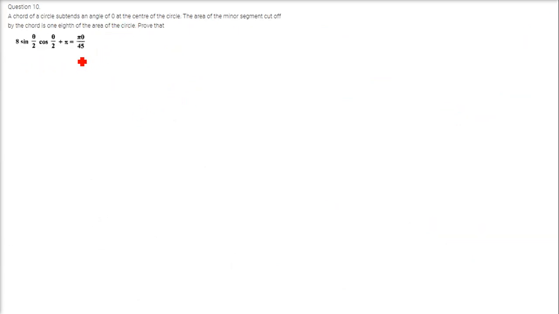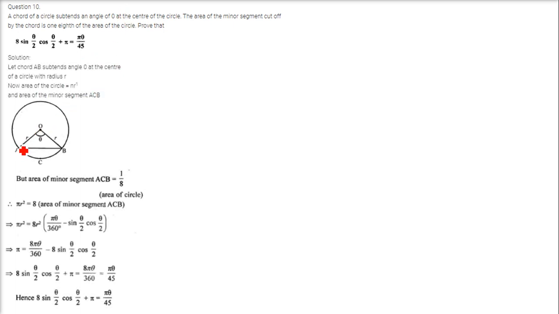A chord of a circle subtends an angle of theta at the center. So we have a chord and it is subtending an angle of theta. The area of the minor segment cut off by the chord is 1/8 of the area of the circle. So we already have the formula for this minor segment area. First of all, let me tell you what they have told: the minor segment area equals 1/8 of the area of the circle. So the area of the circle is 8 times the minor segment area.